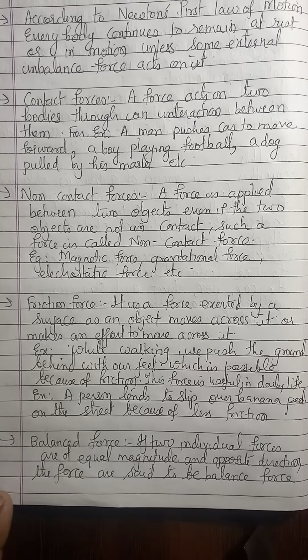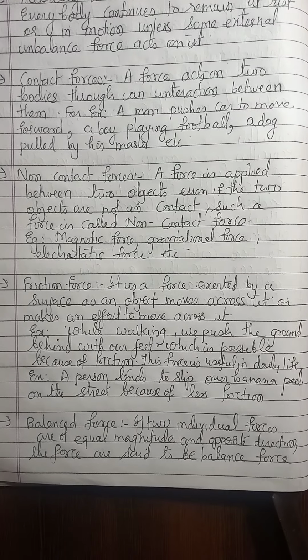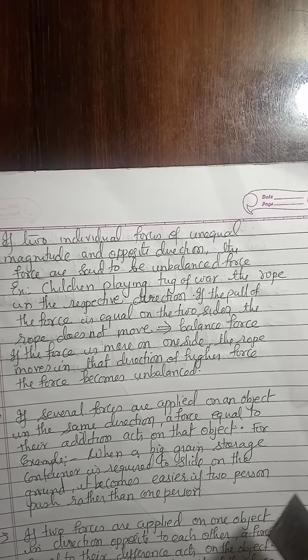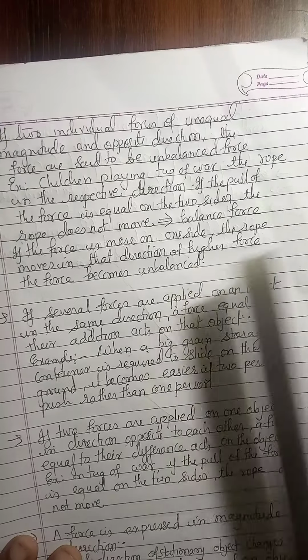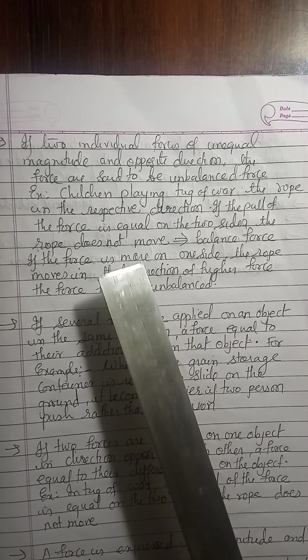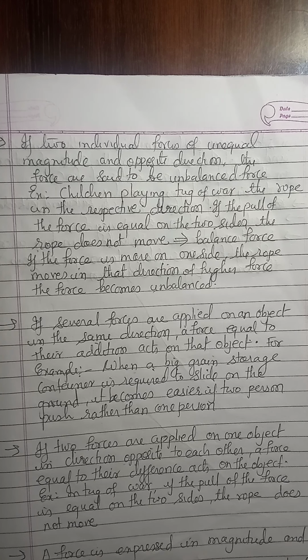Then balanced force. If two individual forces are of equal magnitude and opposite direction, the force is called balanced force. For example, in tug of war, when the rope is not moving, that is called balanced force. If two individual forces of unequal magnitude are applied in the opposite direction, such a type of force is called unbalanced force. The best example is tug of war. When the rope is not moving, at that time it is balanced force. When on one side the force is more, the rope moves in the direction where the force is more, that is called unbalanced force.